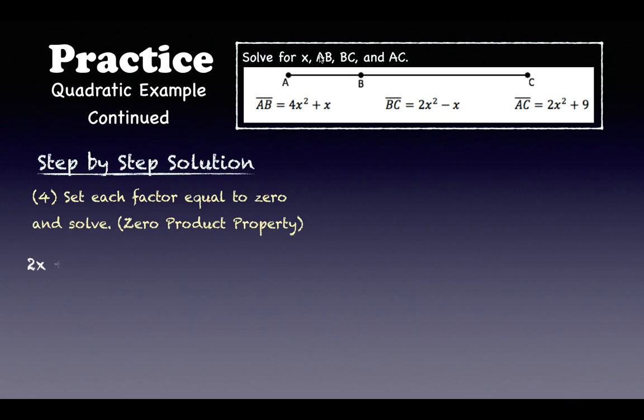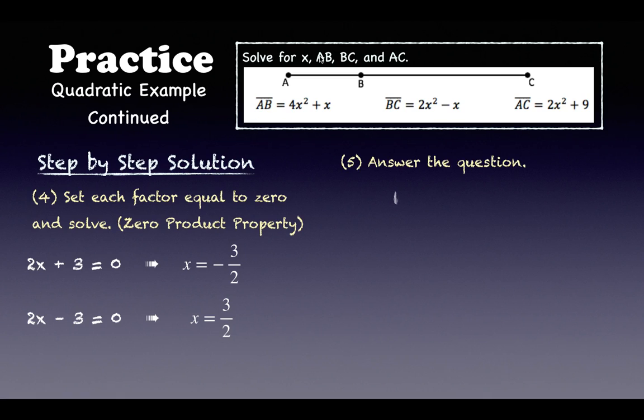We will now take each factor and set it equal to 0. This is known as the zero product property. So 2x plus 3 equals 0 will give us the solution x equals negative 3 halves, and 2x minus 3 equals 0 will give us the solution x equals positive 3 halves. Now we must find the measurements of segments AB, BC, and AC using each of these values.